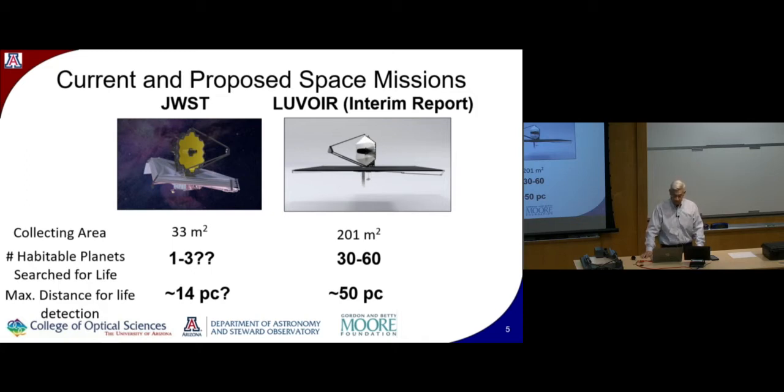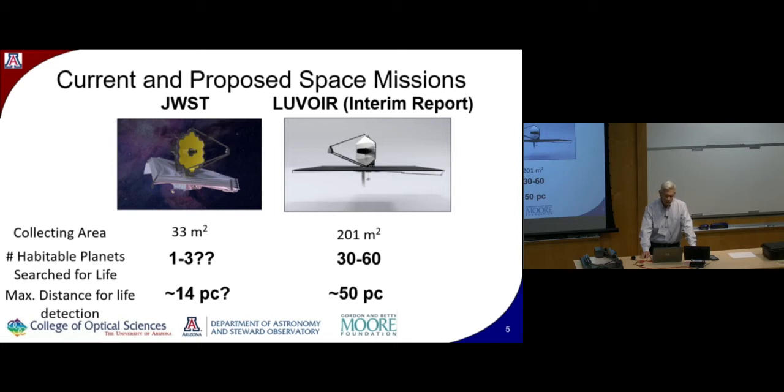Collecting area, 33 square meters. If you go through the calculations, the number of habitable planets that we might be able to observe in these transit study spectroscopy measurements over its mission lifetime is 1 to 3, not a very high number. And the maximum distance for life detection is only 14 parsecs.